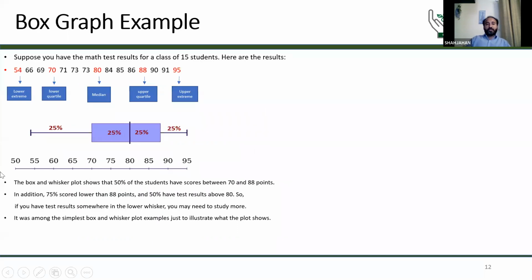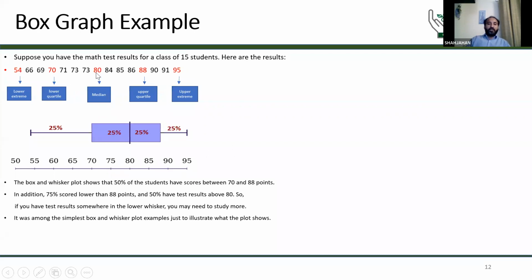For example, suppose you have the math test results for a class of 15 students. Here are the results. These are 15 results. Someone took 54, 66, 69. So we will make it ascending data. I have already arranged this from lower to higher. So this is a total of 15. What is the median of this? The median will be 80. So 80 is the median value of this.